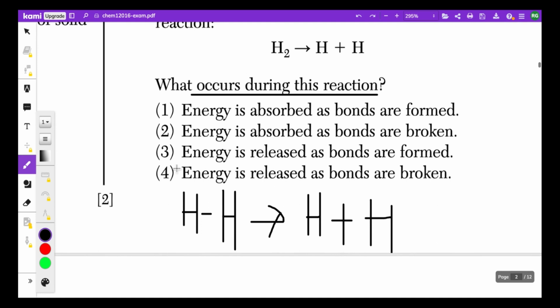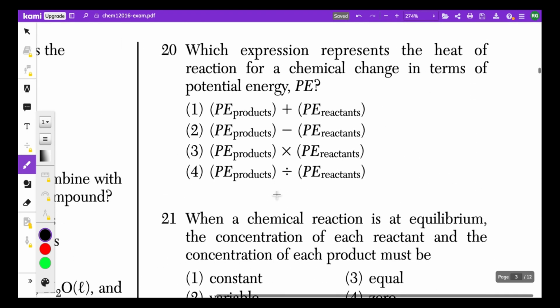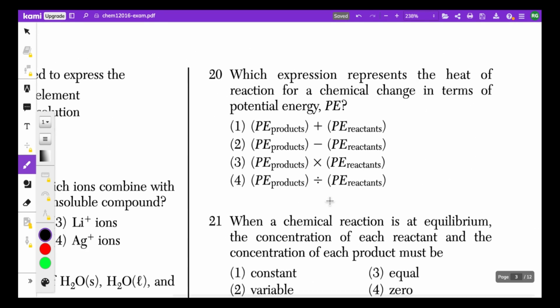Now, in order for us to break this bond, it needs to absorb energy. So as bonds start to break, they're absorbing energy. So what occurs during this reaction? Well, energy is absorbed as bonds are broken. So that's going to be our answer. Next, heat of a reaction for a chemical change.